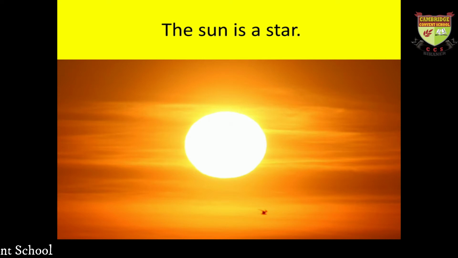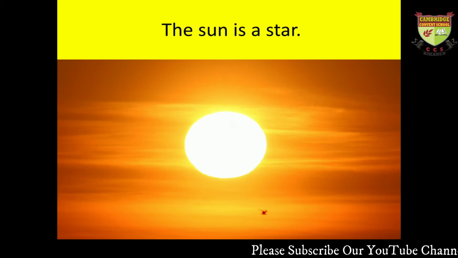You can see the sun is a star. We can see our sun in the morning and in the afternoon, and it gives us a lot of heat. This is called a star.